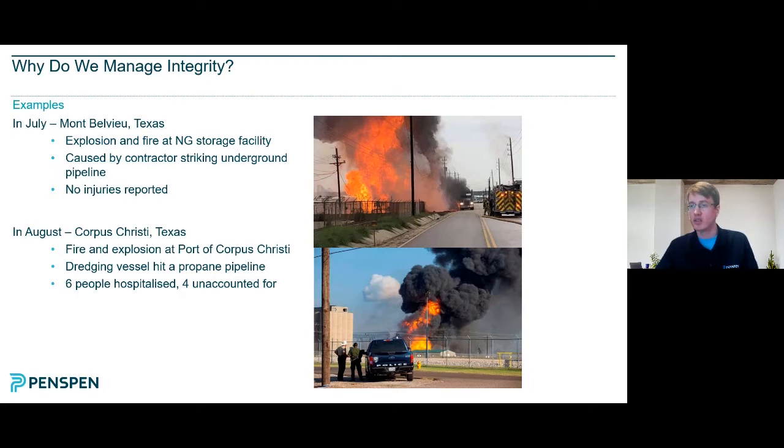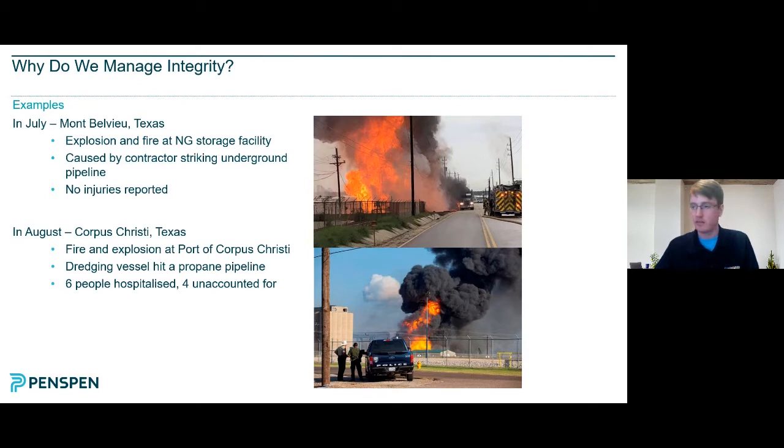Unfortunately, incidents do still happen. These are 2 incidents from this year. The first one in July in Mont Belvieu, Texas, where there was an explosion and fire at a natural gas storage facility. It appears that a contractor working over a pipeline struck the underground pipeline, causing an explosion and fire. Thankfully, no one was injured in that incident.